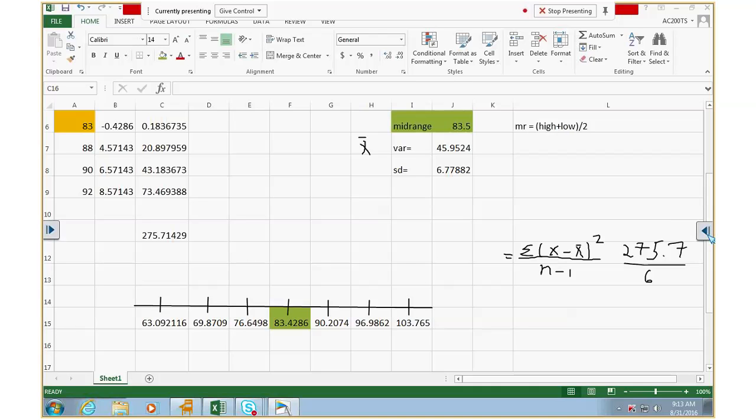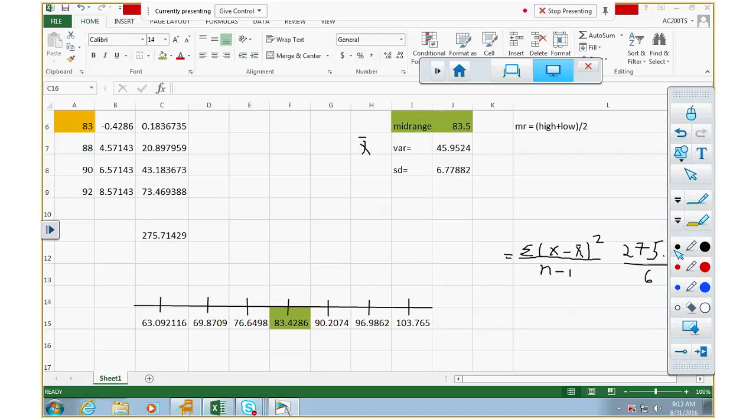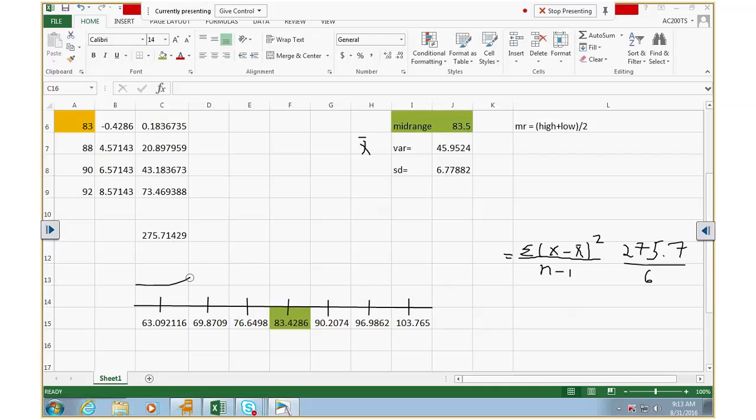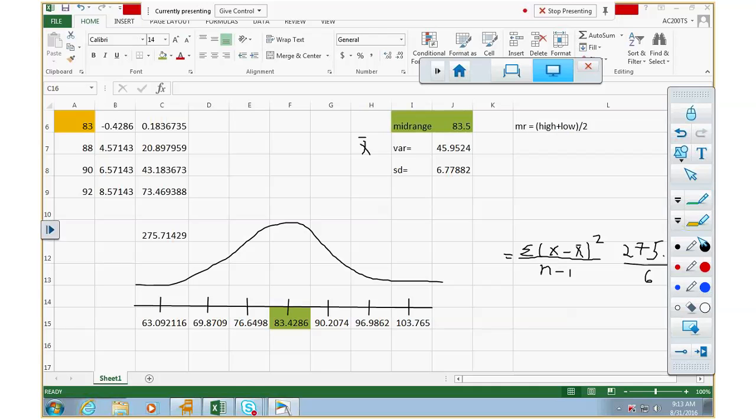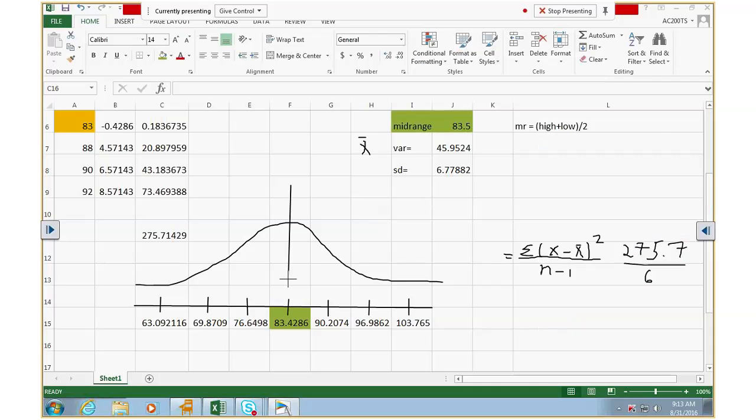And then you take your handy dandy curve maker. And you take your handy dandy straight line maker again. And there's your center.